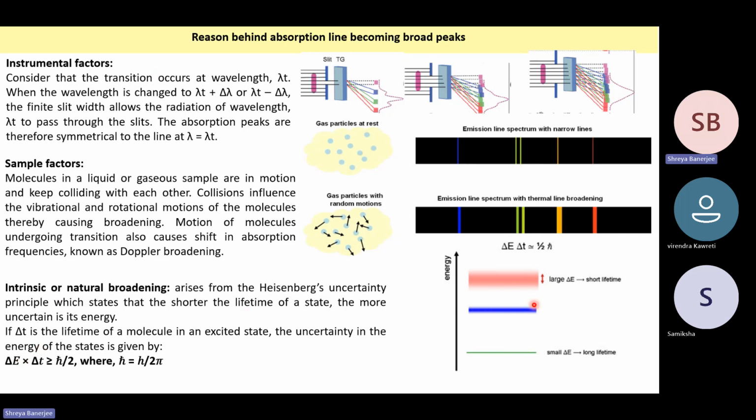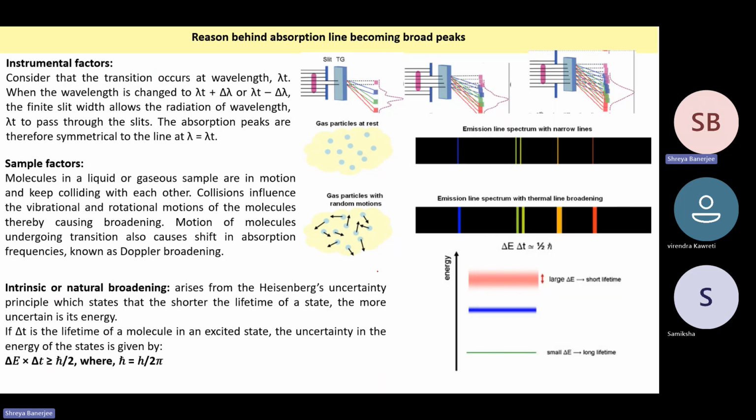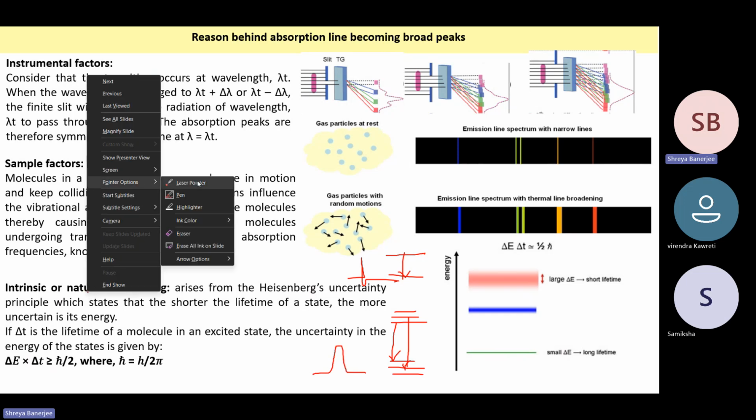Because of this uncertainty, broadening happens. Imagine there was no uncertainty, so there are two energy levels and there is only one wavelength of transition. But now because there is uncertainty, there are multiple energy levels, and so one transition can be like this, one can be like this, and so on. And so instead of one single peak, here it would be one single peak, here there is a certain broadening happening due to this uncertainty. So this broadening is called intrinsic or natural broadening.